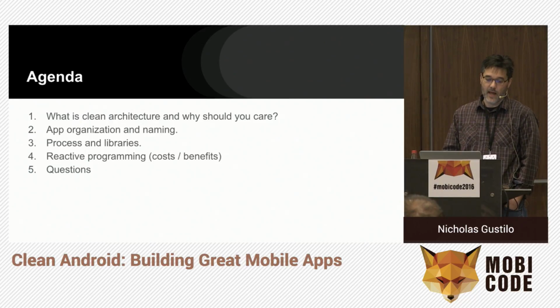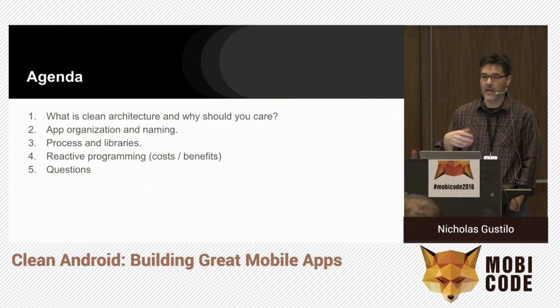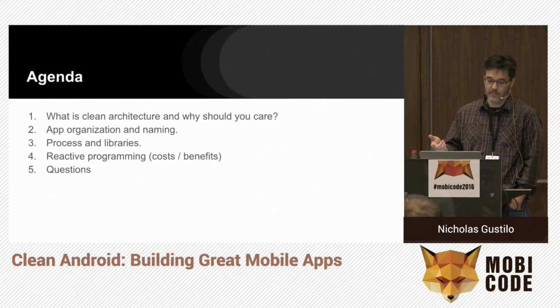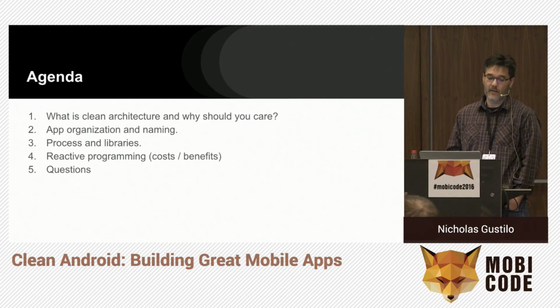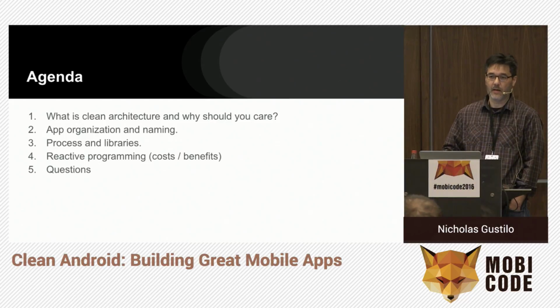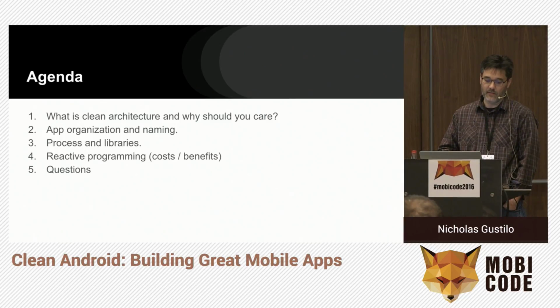I'm going to talk about app organization and naming, because I think this is an area which is often underappreciated. People don't spend a lot of time thinking about how we should name our apps and what kind of packages we should create, and I think it's really important. I'm also going to give you a quick rundown of our processes and key libraries. This is really just because I get asked about this a lot. I think most people are interested in what libraries and what process we use, so it's going to be a quick rundown of that.